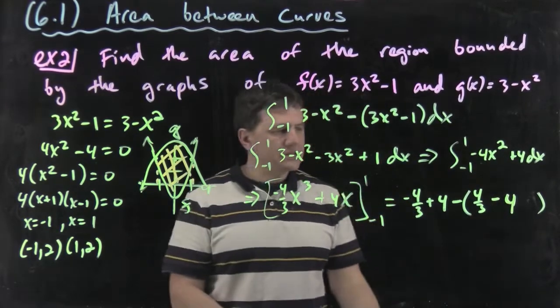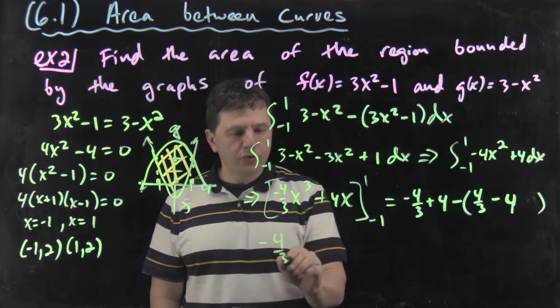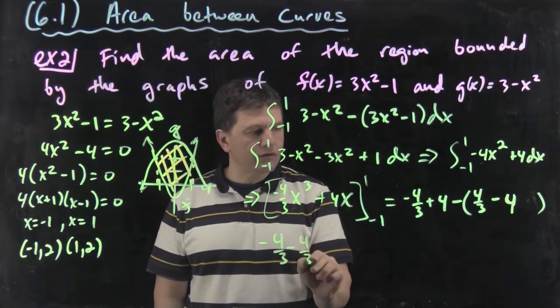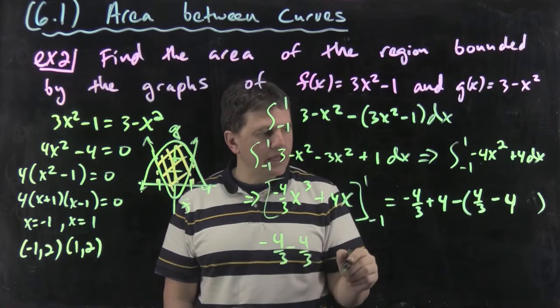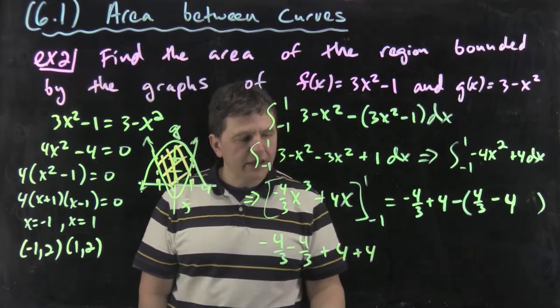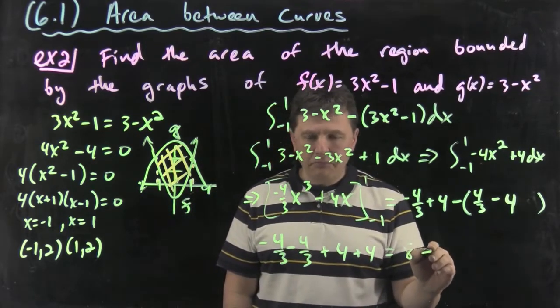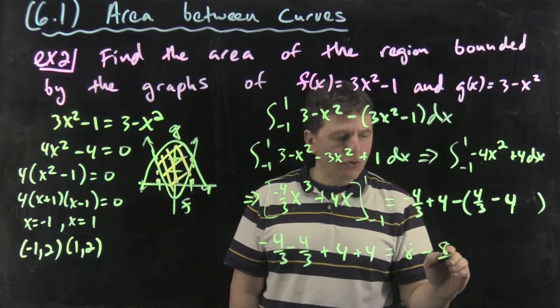Okay, so let's do some simplifying here. So we get -4/3 minus 4/3, just moving that next to there. And then we have plus 4 plus 4, so that's 8. So what I get here is 8 minus 8/3.